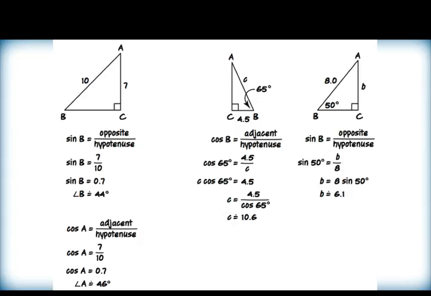So right now we have three ratios that we can use: SOHCAHTOA. Sine: opposite and hypotenuse; cosine: adjacent and hypotenuse; and then tan, which is opposite and adjacent.